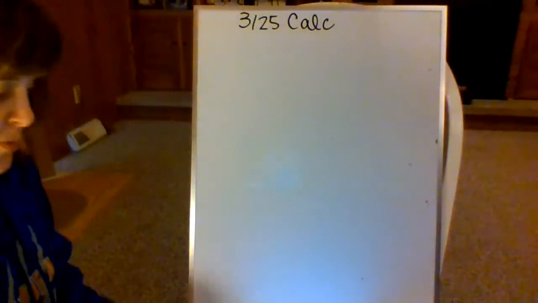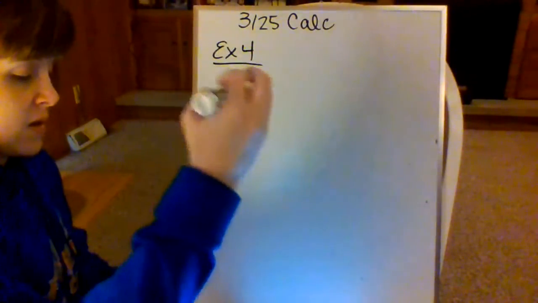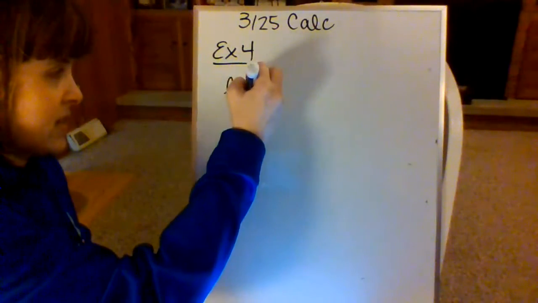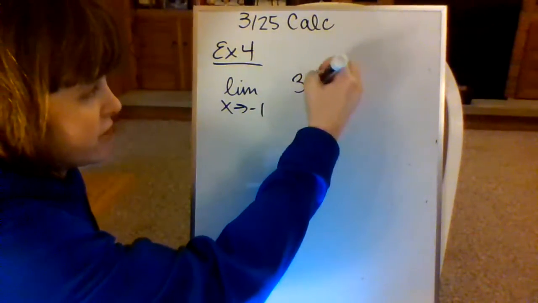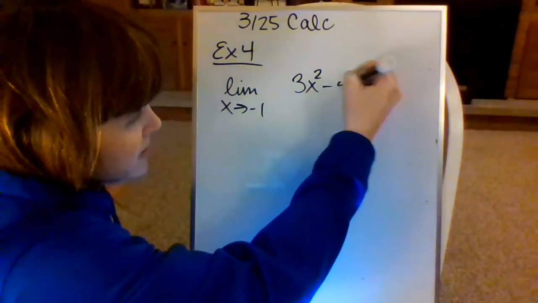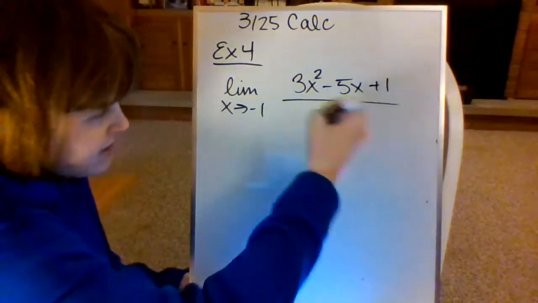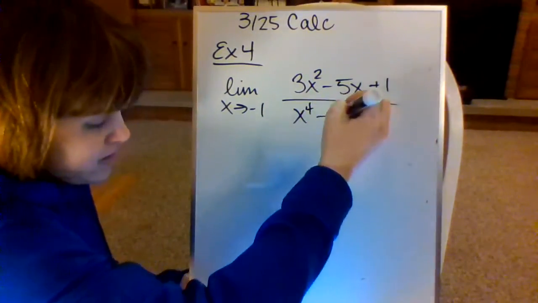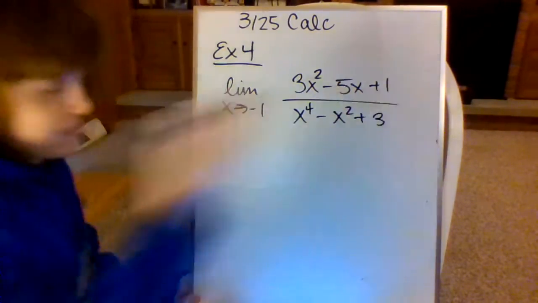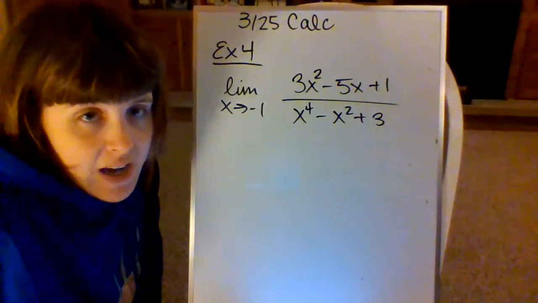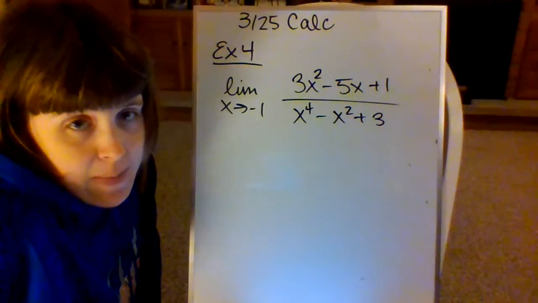Alright, so here we go. Example 4. Find the limit as x approaches negative 1. And then here's the function: 3x squared minus 5x plus 1, all of that divided by x to the 4th minus x squared plus 3. So we're going to replace every x up there with a negative 1. And then we're going to evaluate it step by step and then simplify.